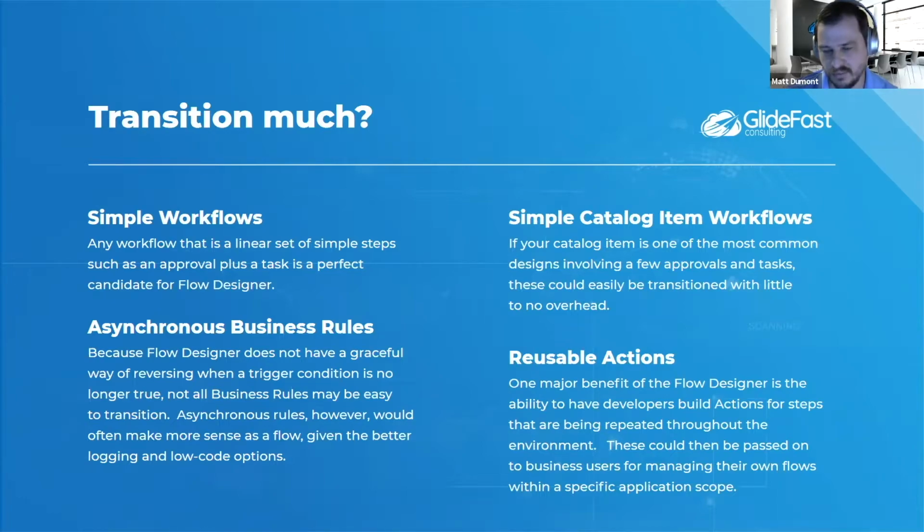So we'll start with simple workflows. When I say simple workflow, that goes back to that slide by ServiceNow that said, do you have very simple linear flows that have if-then statements in them? So anything that's just an approval or a few approvals followed by a task or several tasks that may be done in sequence, that falls to me in the category of simple workflow and could be a good candidate.